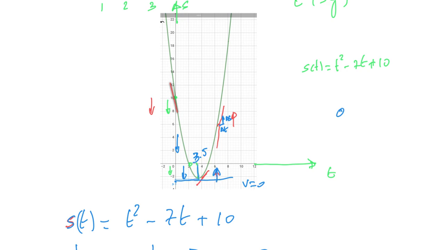And at the time t equals 3.5, it changes direction. Okay, that's all.